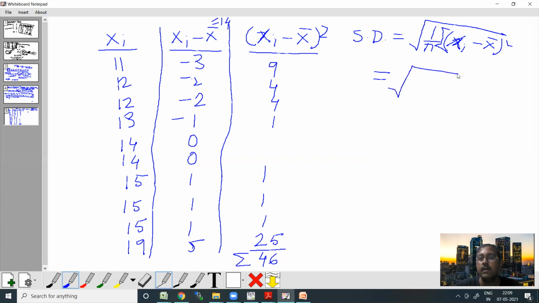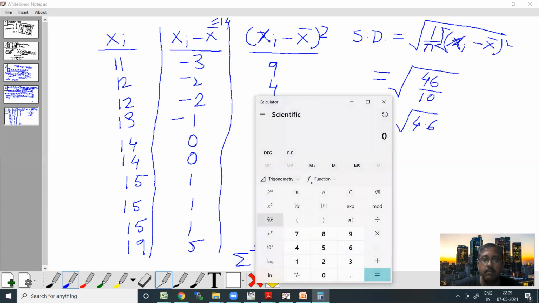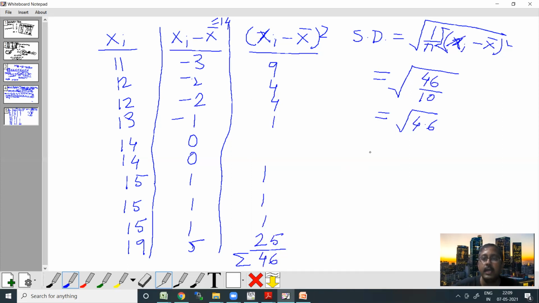So root over of 46 divided by 10. So root over of 4.6. That is what is coming as. And if I do a root over of that, what will it come as? Let me do a quick calculation of this. 4.6, and root over of that is coming as 2.14. So roughly we get 2.1. This is the standard deviation for the first set of observations, right?